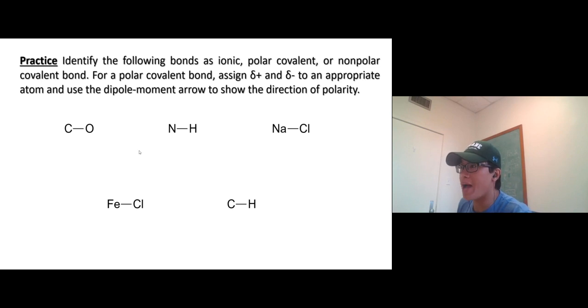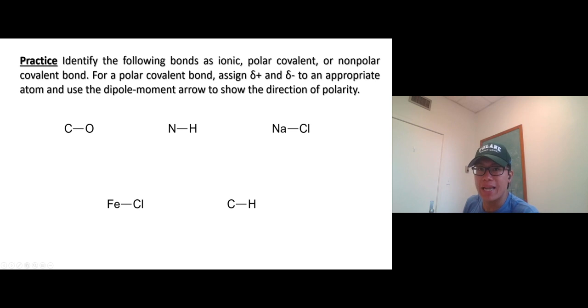We are going to identify its bonds as ionic, polar covalent, or non-polar covalent. And if it's polar covalent, you have to assign a partial positive or partial negative on an appropriate atom. Use the dipole moment arrow to show the direction of polarity. All right, that's the first one.